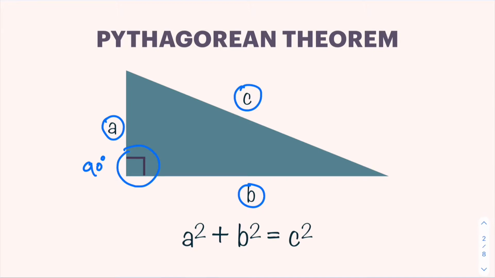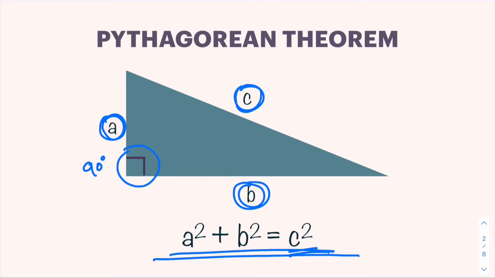The square of the longest side, C, is equal to the sum of the squares of the two shorter sides, A and B. And thus, we have our equation: A squared plus B squared is equal to C squared. In math, we use the Pythagorean theorem to find the length of the third side when the lengths of any two sides are known. Let me demonstrate this using an example.